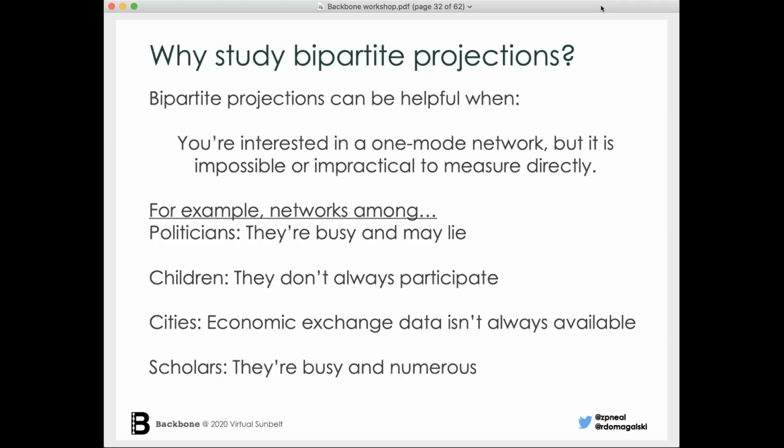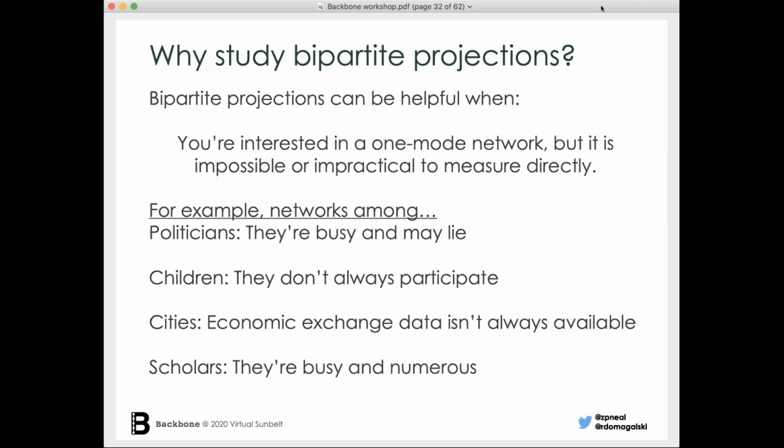We might be interested in a one-mode network among children, which can be challenging to measure directly because children don't often participate in surveys. It requires parental permission, various types of informed consent, and so is difficult to collect directly. In contexts where we want to study networks among cities, it's often difficult to get the necessary type of economic exchange data, which isn't collected at the level of cities. Scholarly collaboration networks, we certainly can't survey academics. They're busy, they've got lots of other things to do, and there's so many of them.